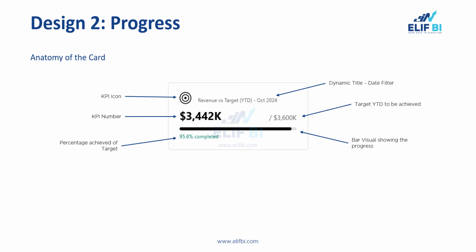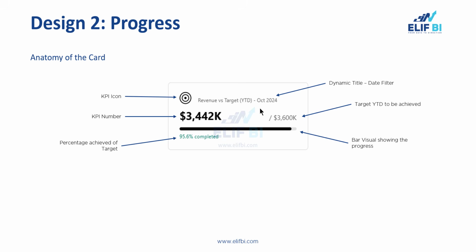Our second design is what I call the progress. As the name shows, it's a progress towards a certain target. That could be your weekly target, your monthly target, or your yearly target. In this case, we are talking about the revenue, so usually that is planned for the whole year, and that is why we have the yearly or year-to-date target here.